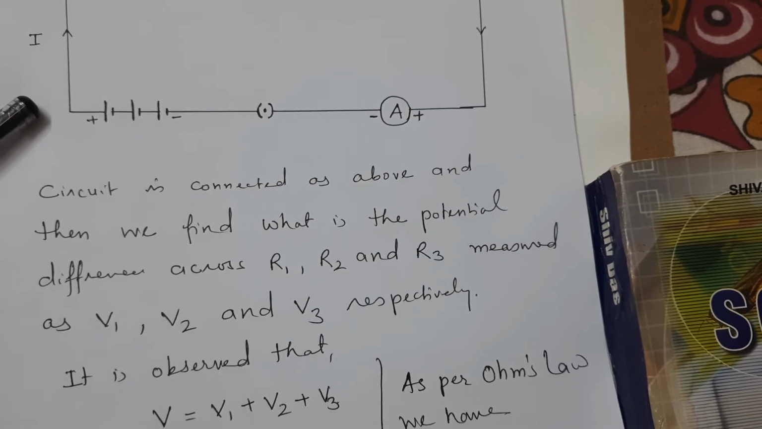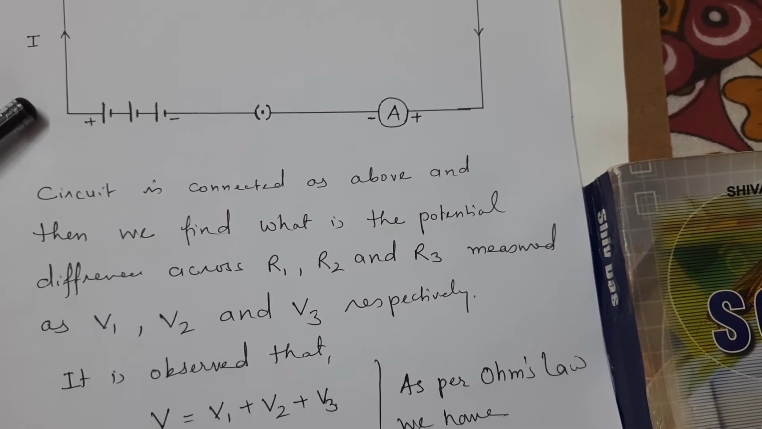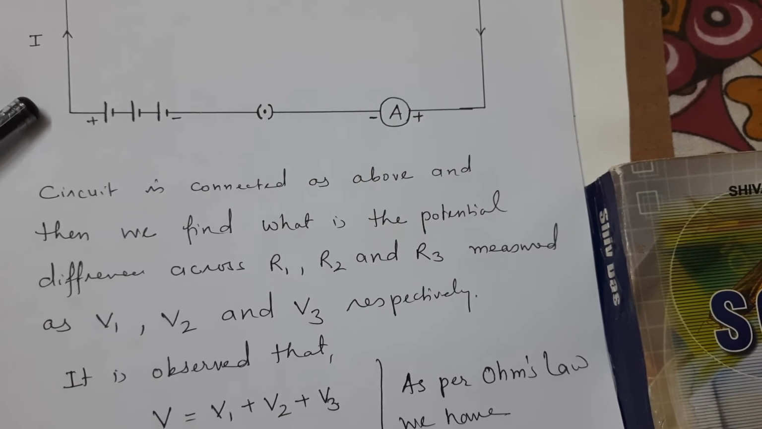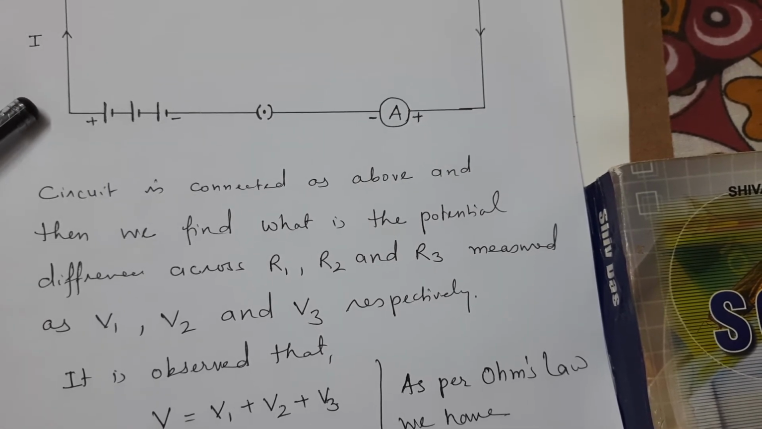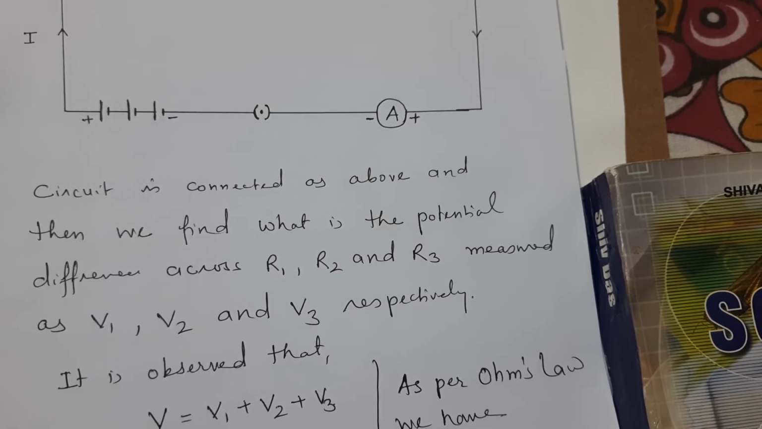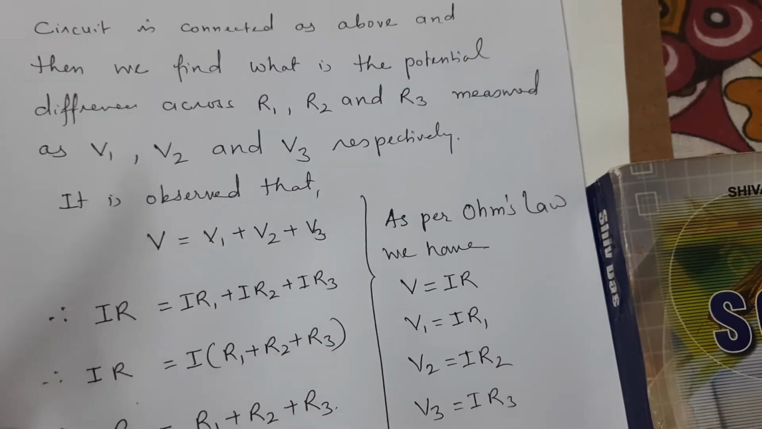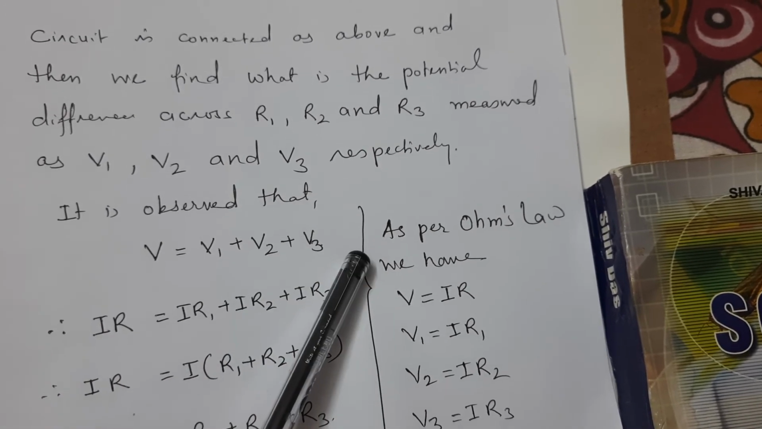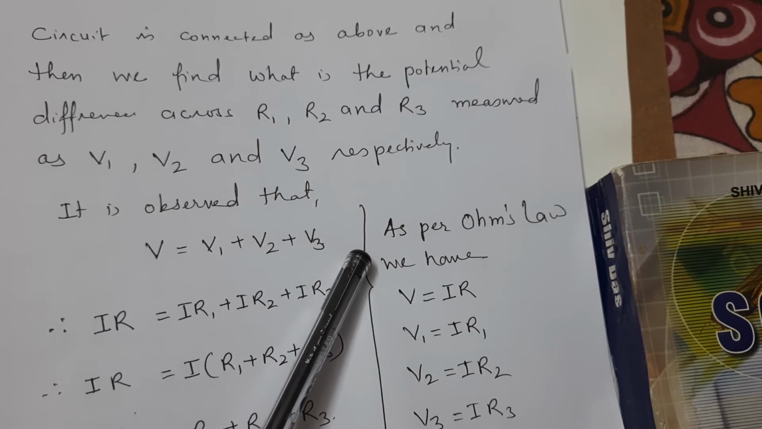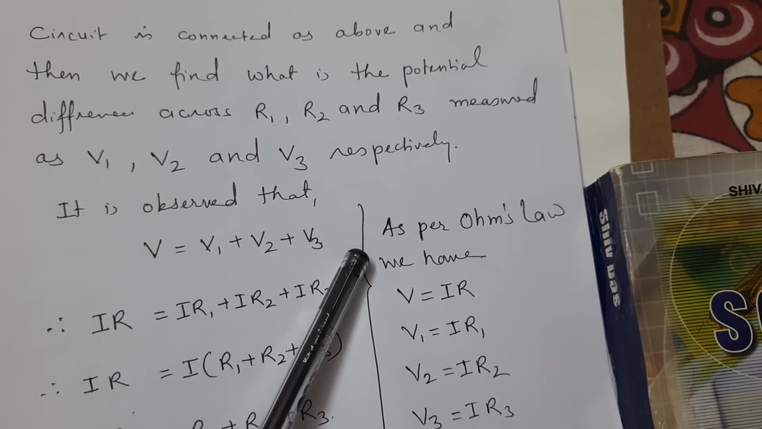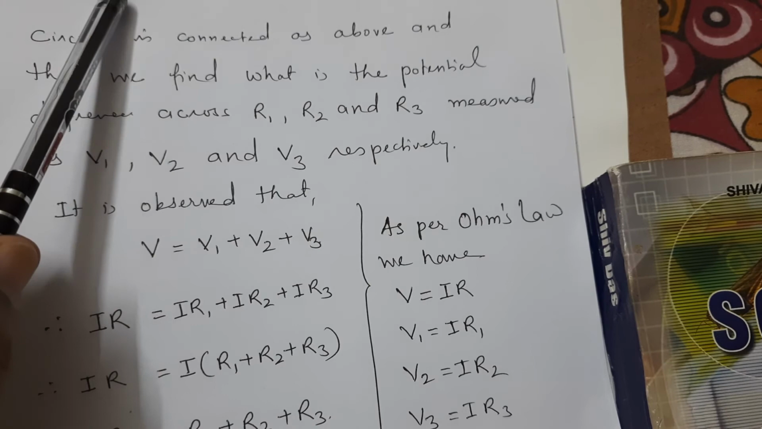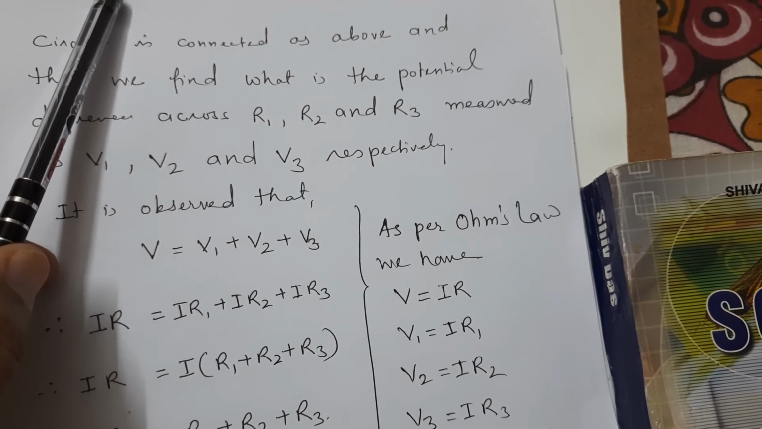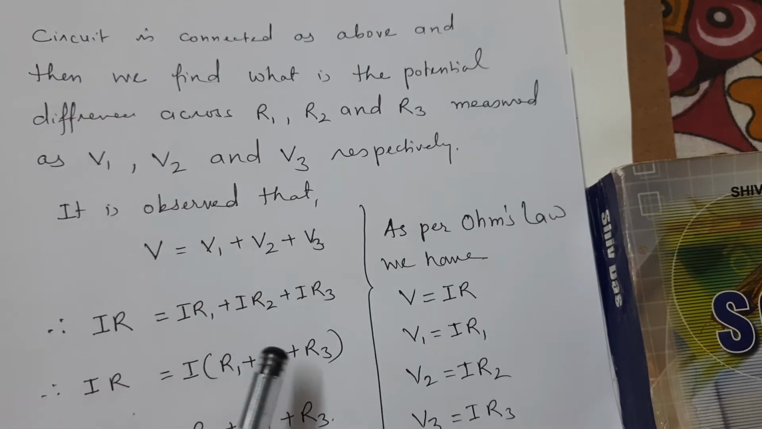What is the potential difference across R2? We will call it V2. And what is the potential difference across R3, which we will call V3. It is observed that V is equal to V1 plus V2 plus V3. This is the result we get: the total voltage of the battery V is equal to V1 plus V2 plus V3.